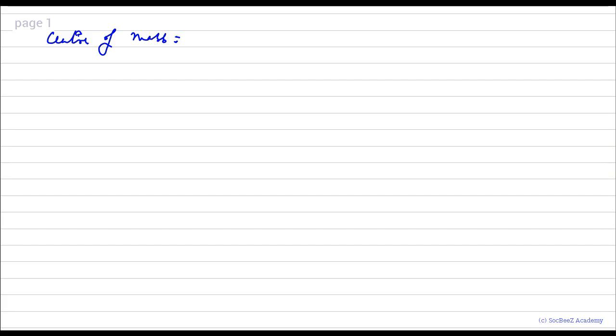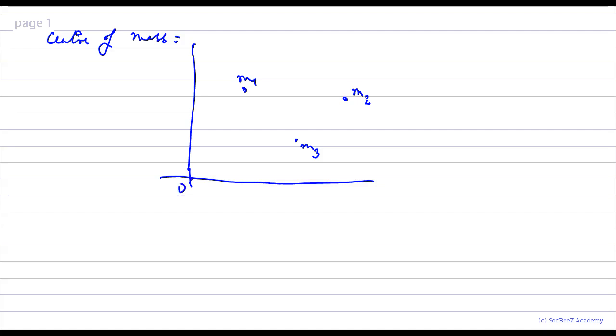So if I have a system of particles, let's say this is m1, this is m2, this is m3, and so on. I may have infinitely many particles. The center of mass is defined with respect to an origin, so it is basically a position. If this is my origin, and this is my x-axis, this is my y-axis, I am writing this formula for a two-dimensional system of particles. This could be extended to a three-dimensional system had I drawn another axis, the z-axis.